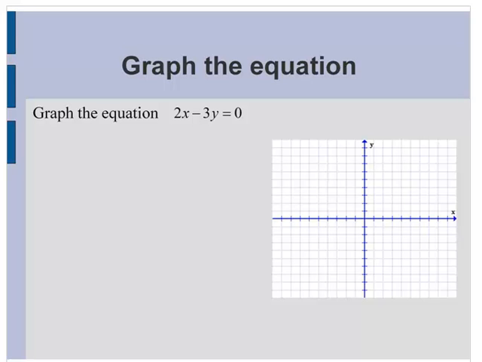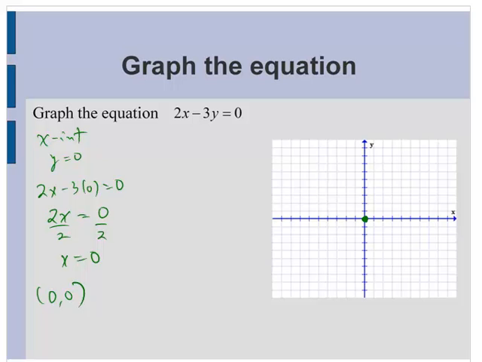Now what if we were asked to graph the equation 2x minus 3y equals 0? If we use a similar process, let's find the x-intercept first by letting y equal 0. You would have 2x minus 3 times 0, and 3 times 0 is 0. 2x minus 0 is 2x, so you'd have 2x equals 0. And dividing by 2, x equals 0. So what we see is this line passes through the origin, and so it is both the x-intercept and the y-intercept.